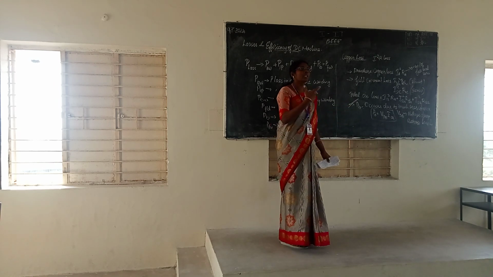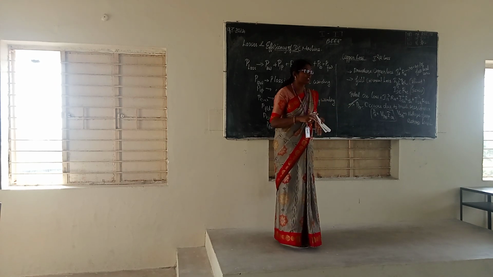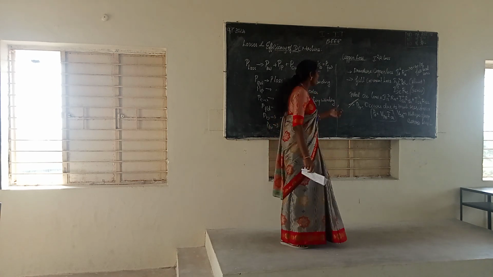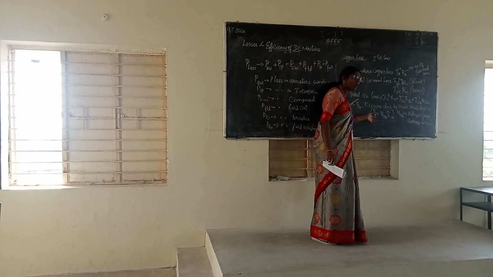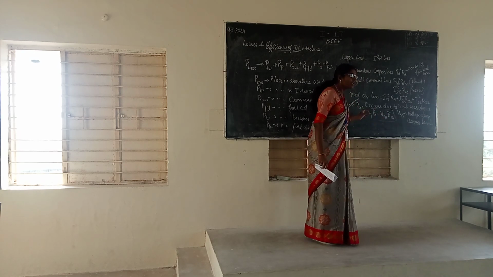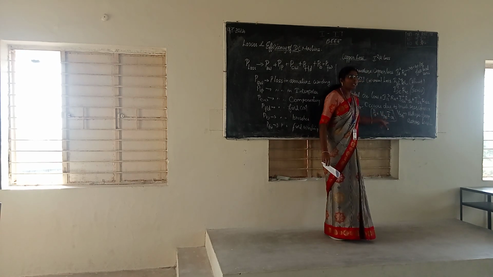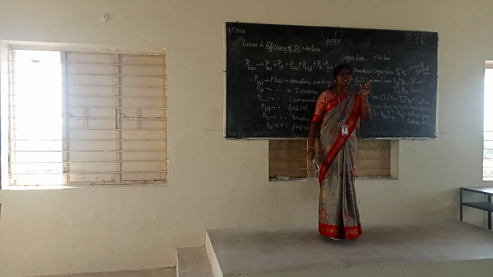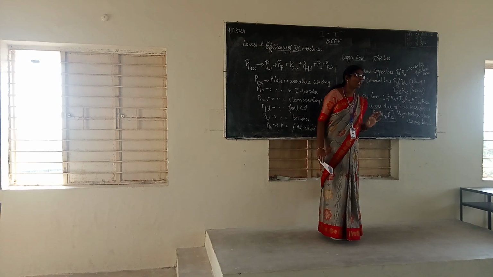What is happening? In the brush, there will be an inbuilt resistance, and because of that there will be some losses. We know that power P equals what? V into I. So this V we name as V suffix dB. The dB means it is the voltage drop across the brushes.